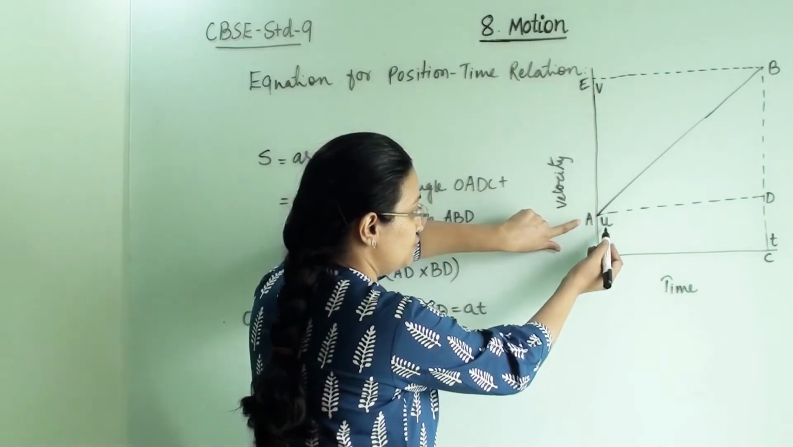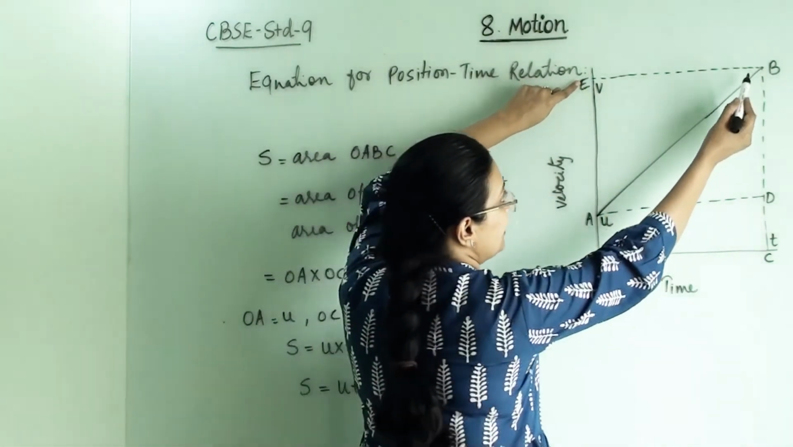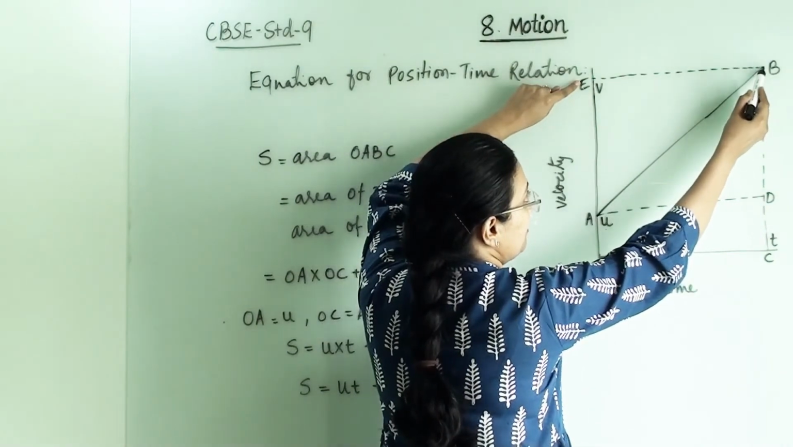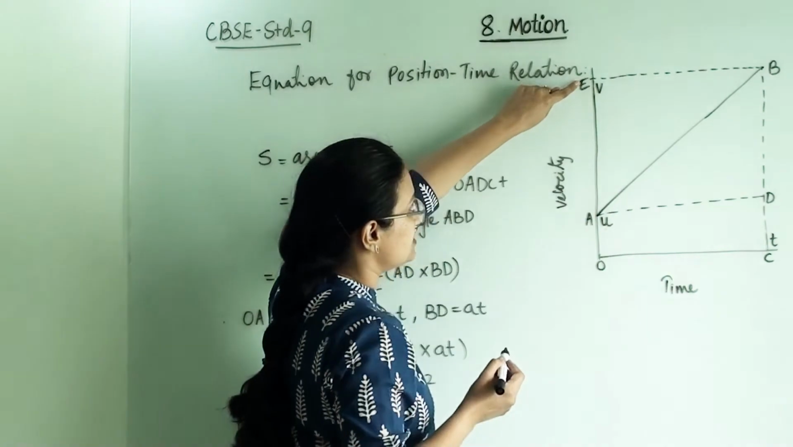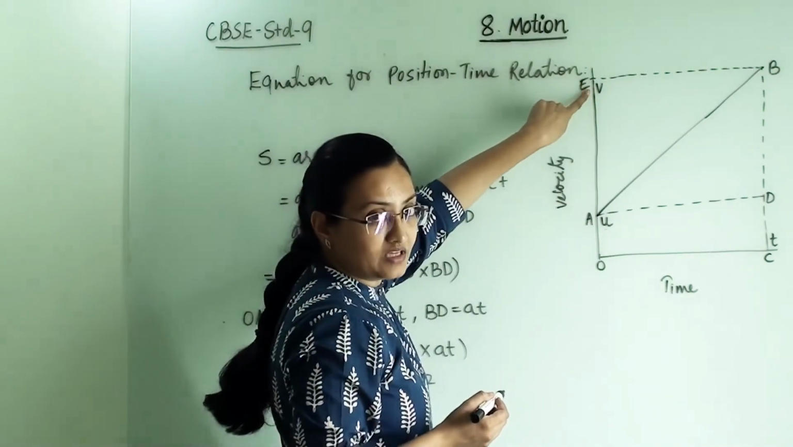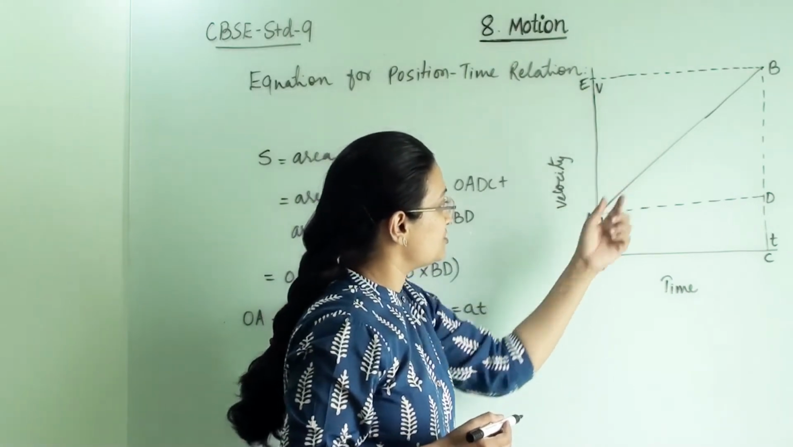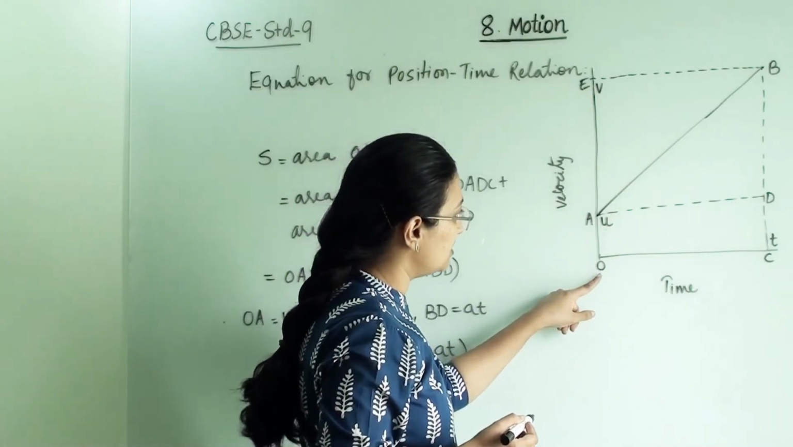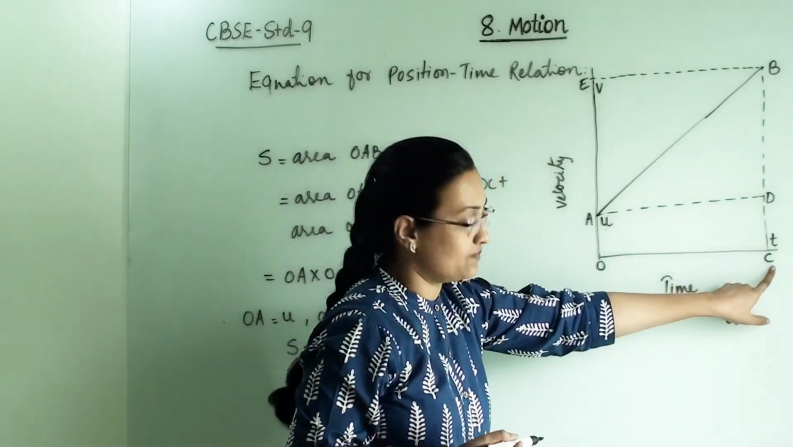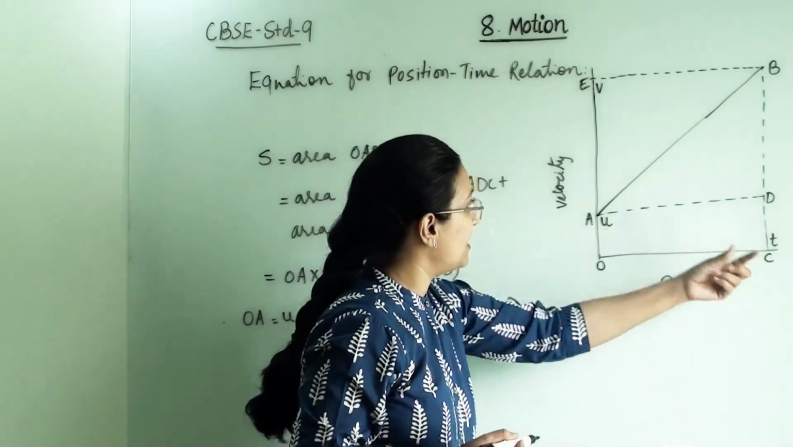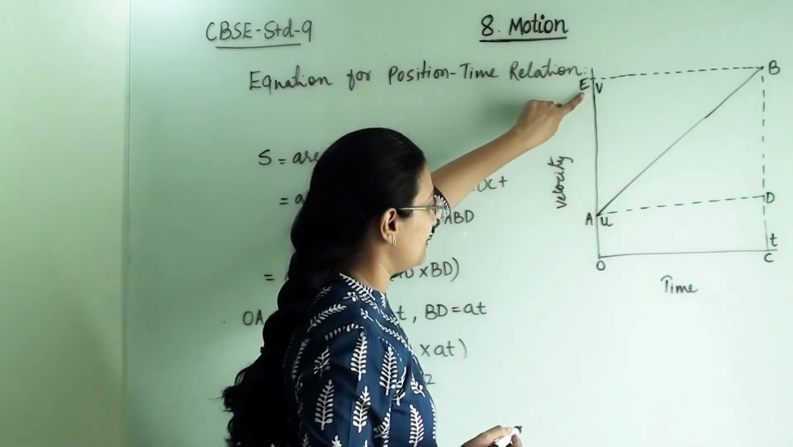So this is u, the initial velocity. Here the travel has completed, so that line we have extended till here on the velocity axis. That is v, the final velocity. The time required for this travel starts from O, the point of origin, till C. So this much is the time required, and these are the initial velocity and final velocity.